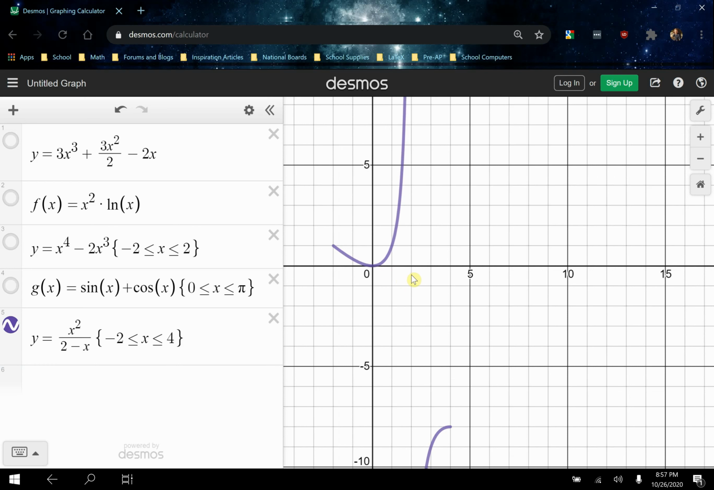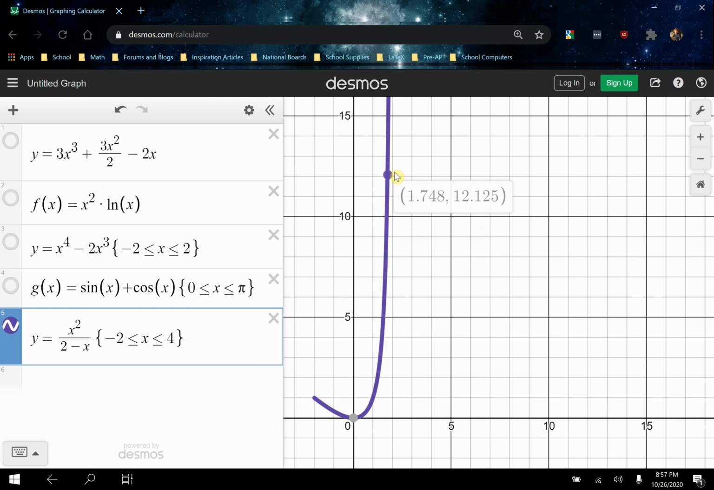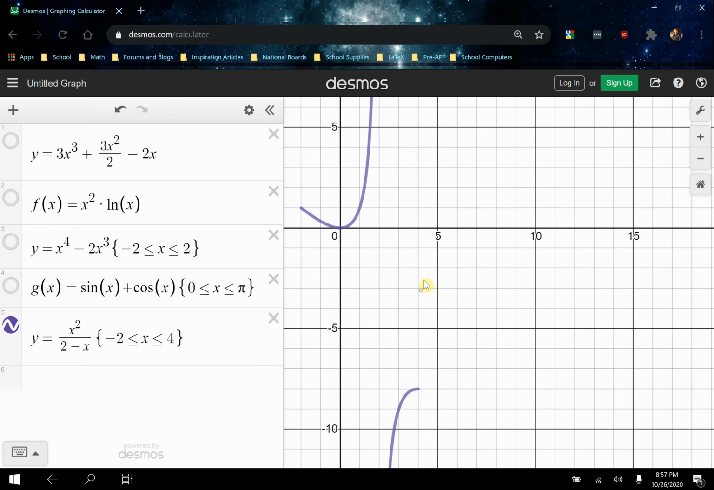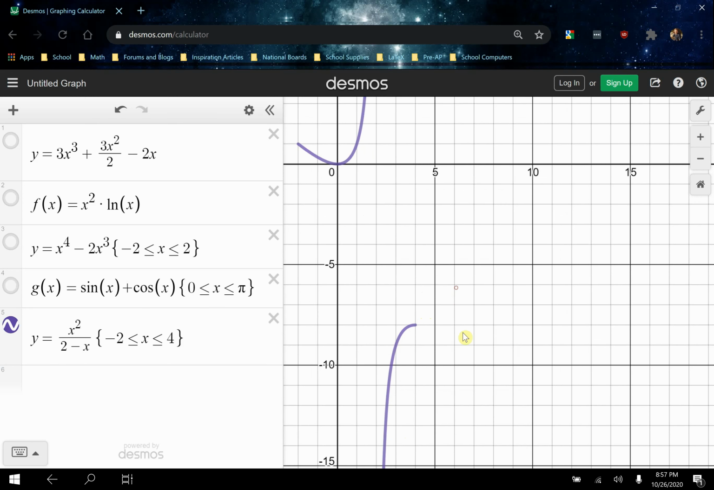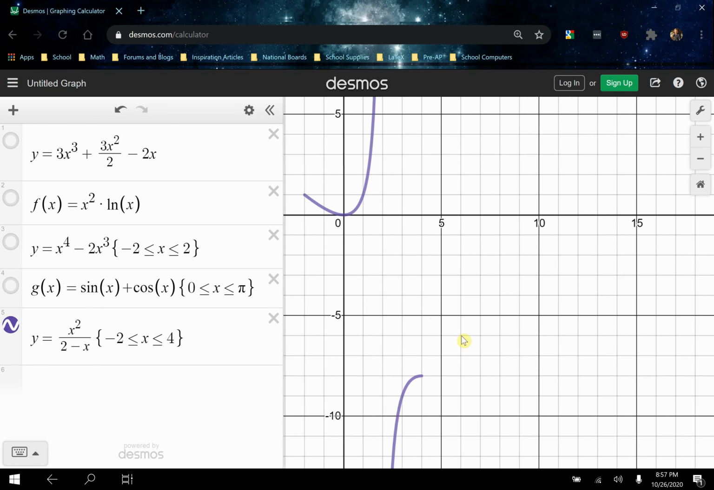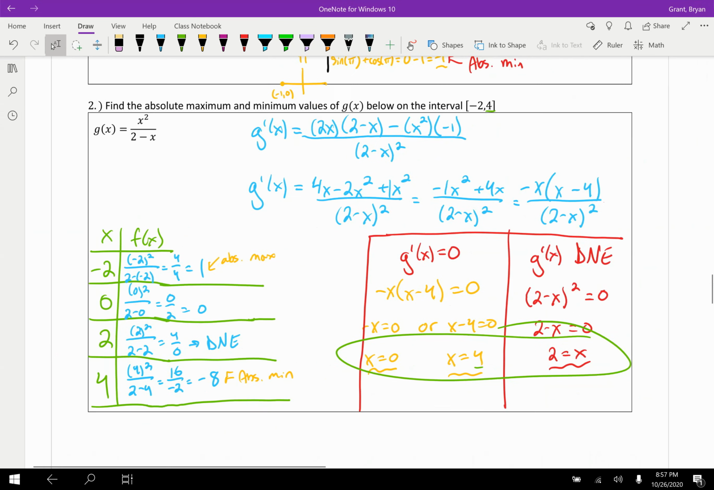Huh. Well, that's a little bit weird because it looks like the candidates test failed us. In fact, I think the absolute max up here goes up forever. It looks like it's infinitely tall. And I think the absolute min way down here also goes negative infinity. And so what happened with this? Well, I think we might have forgotten one thing about the candidates test.